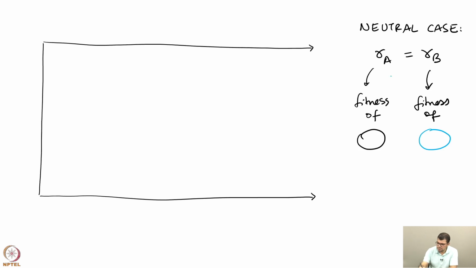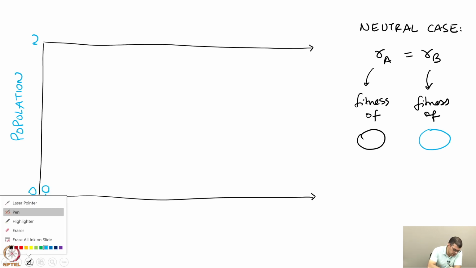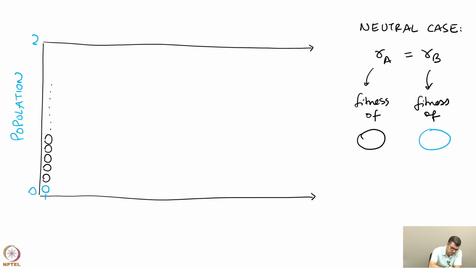In the neutral case, the mutation that led to the arrival of the first blue individual was a neutral mutation, and the fitness of these two genotypes is identical. So, this is again a population going from 0 to n, and at t equal to 0, at the start of the chemostat where I begin my analysis, there is one individual of the blue type, and the rest of the population is simply this.